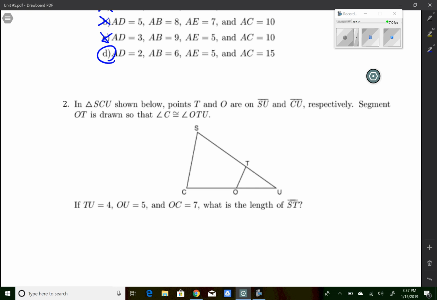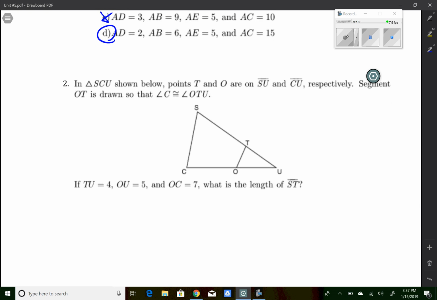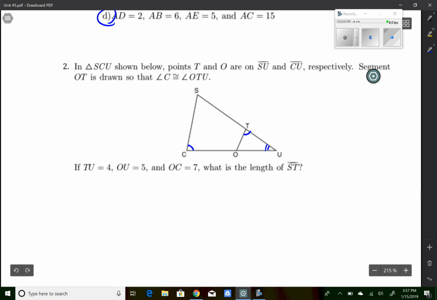For the next one, it gives us this triangle. It tells us that angle C is the same as angle T, and U is in both of them. So that'll help me redraw the question, right? Before I redraw the triangles, let's label it in the original picture. So it says TU is 4, OU is 5, and OC is 7, which makes CU 12. And it wants us to find the length of ST, so that's X, making SU X plus 4.